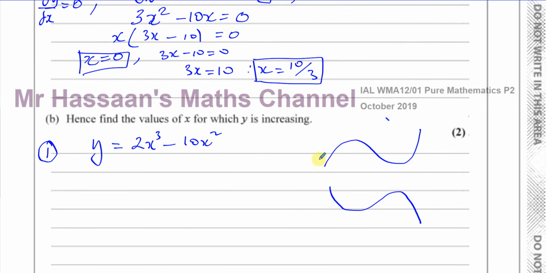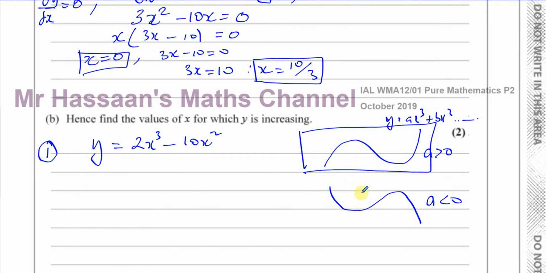Now this is the case when the coefficient of x cubed is greater than 0. So for example, if you have y equals ax cubed plus bx squared plus whatever, when the coefficient of x cubed is greater than 0, it rises and rises. When the coefficient of x cubed is less than 0, it falls and falls. This one is going to rise and rise. It's not going to be like the other one, because the gradient of x cubed is positive.